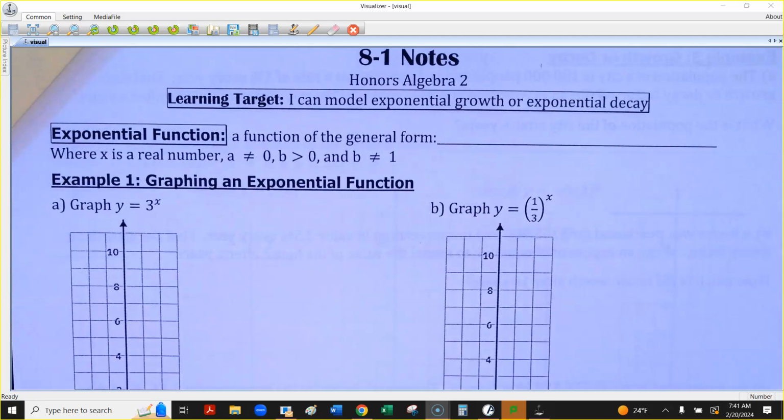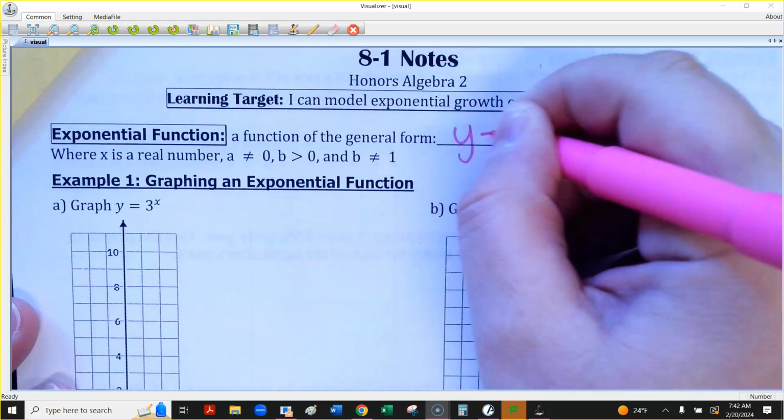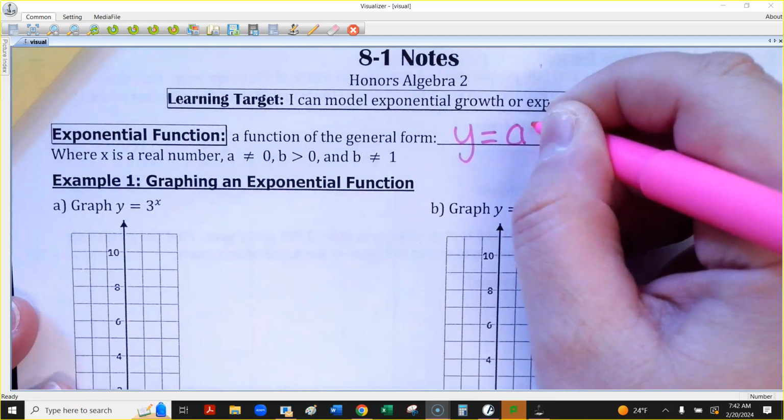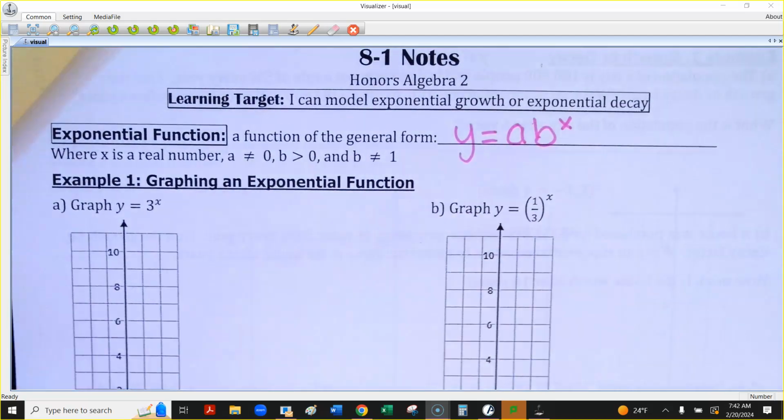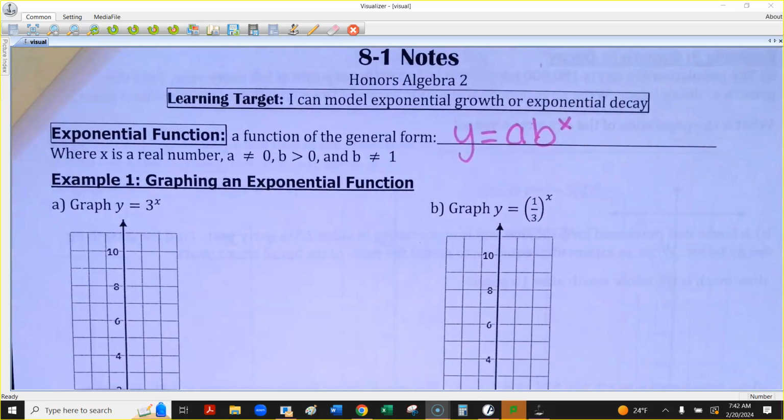The general form of an exponential looks like this: y equals a, b, and then to the x power. Whenever you have an exponential, you're going to have a variable in an exponent. That's why it's called exponential. And then just at the bottom, it gives you a couple pieces of information here.